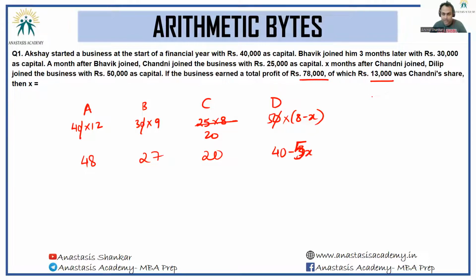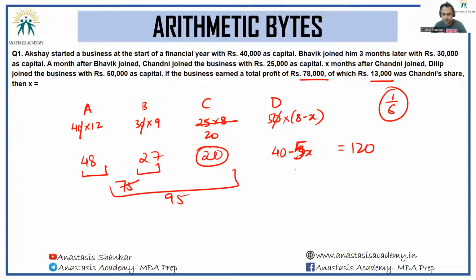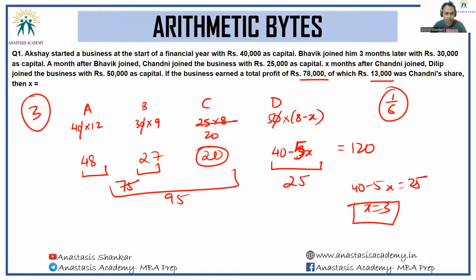So 13,000 by 78,000 is 1 by 6. So if Chandni is receiving 20 units, the total of units should add up to 120. 48 plus 27 is 75, plus 20 is 95. So this should be equal to 25. So 40 minus 5x is equal to 25, or x is equal to 3, which will be the answer to this question.